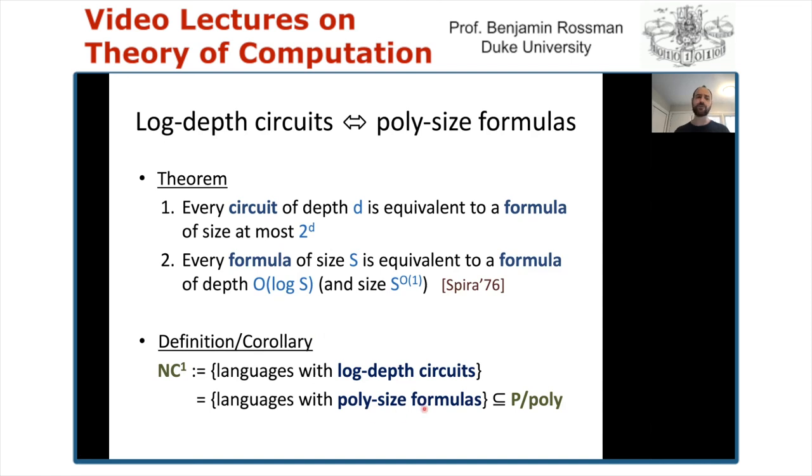And every poly-size formula is equivalent to a log depth formula by part two. And since formulas are circuits, this shows that poly-size formulas are equivalent to log depth circuits. And it moreover follows that this class NC1 is a subclass of P/poly, because poly-size formulas are a subclass of poly-size circuits.